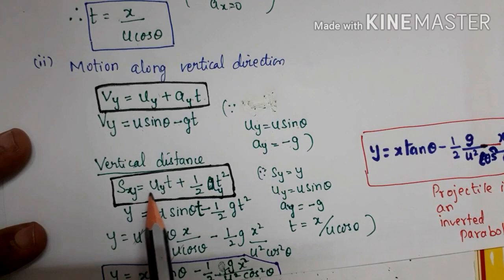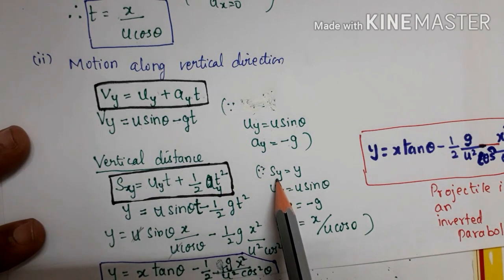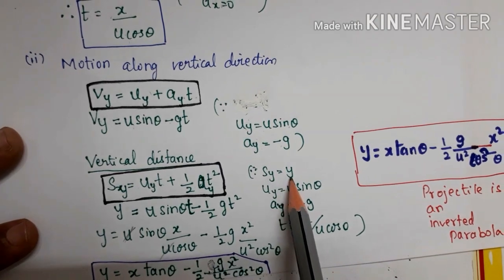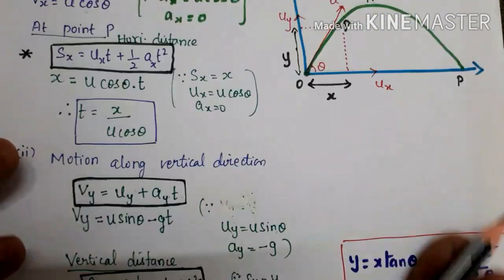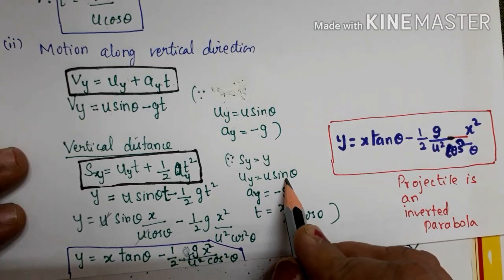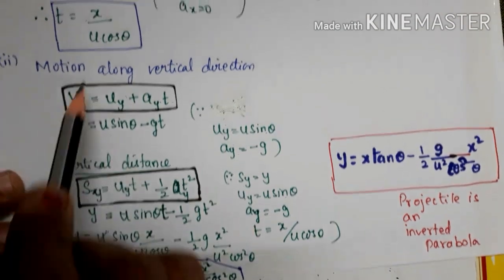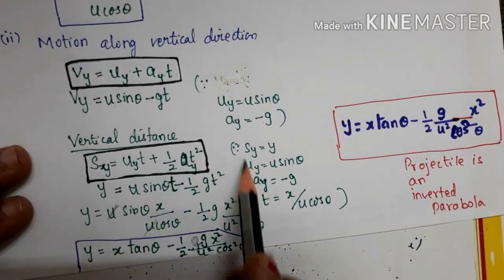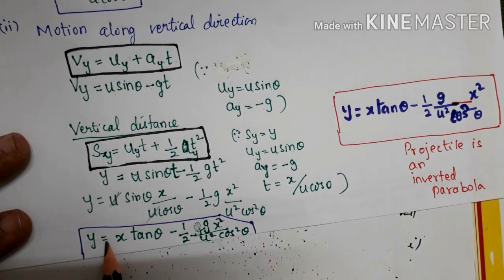So go to the formula s is equal to ut plus half at square, and sy is the displacement along the y-axis, which is y, the vertical displacement. So sy will be y and uy will be u sin theta as usual. ay is minus g, and t is equal to x by u cos theta, already derived here. If you substitute these values in this equation and simplify, you will get y is equal to x tan theta minus half g x square by u square cos square theta.